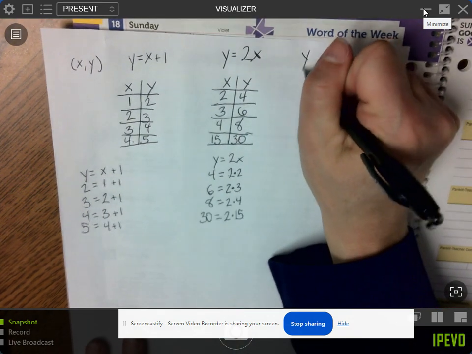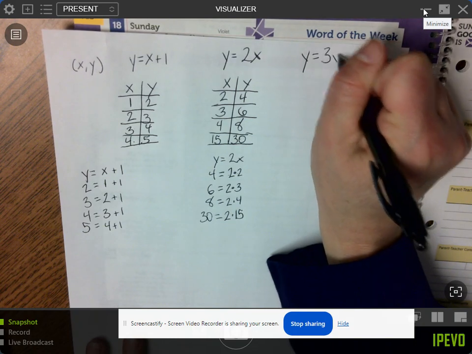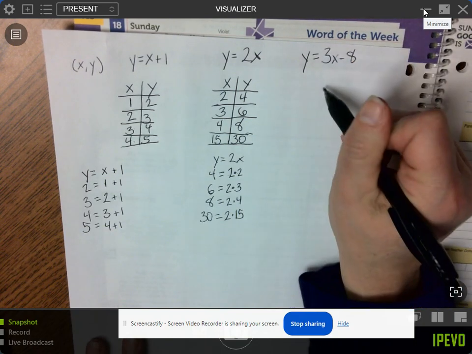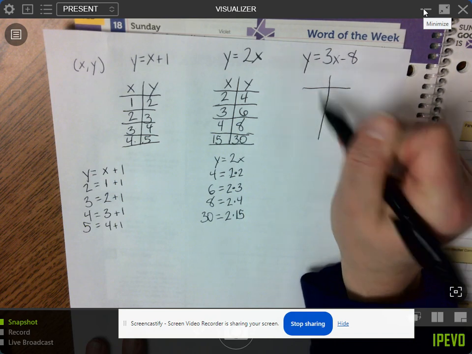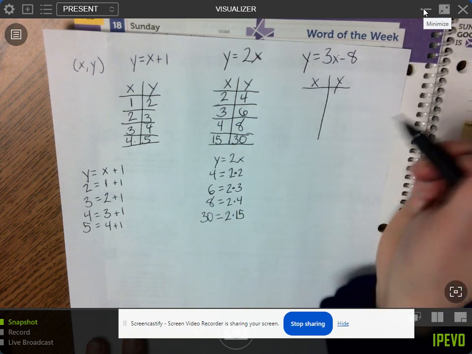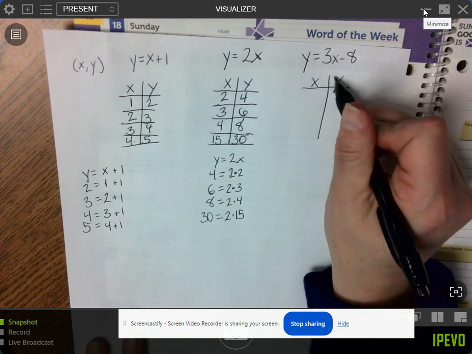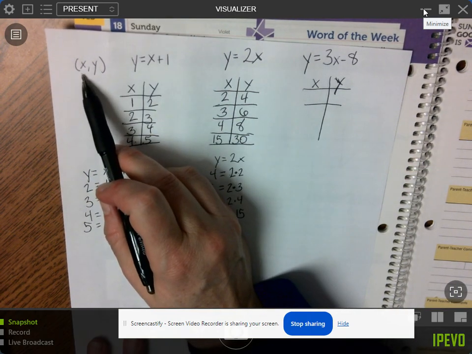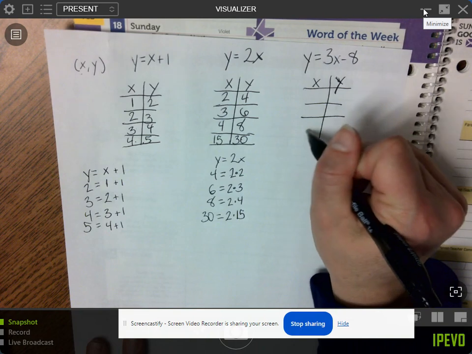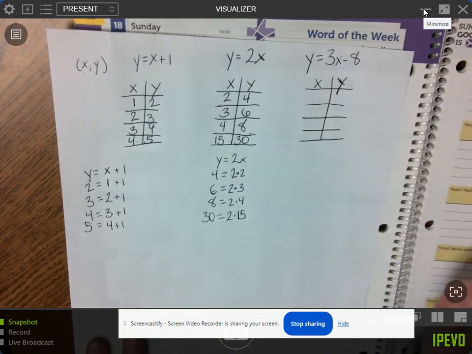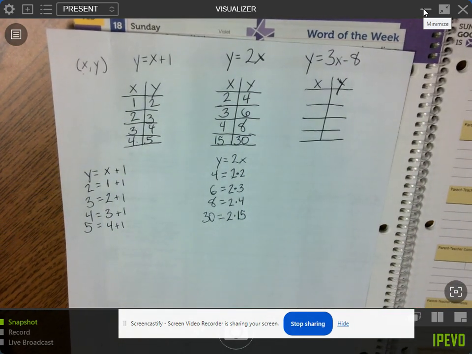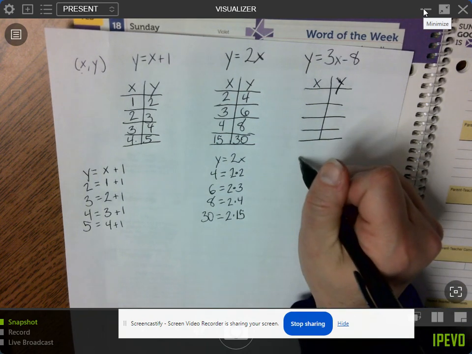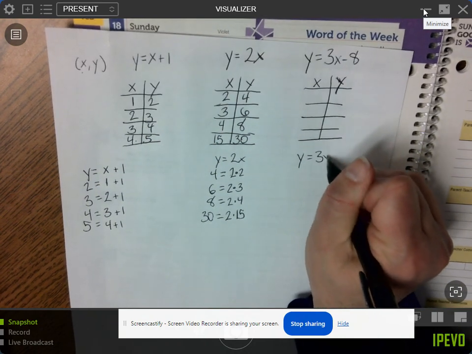is y equals 3x minus 8. So again, I start off the same way. I make my function table with my x and my y. X is always first because in our ordered pair, x is always first. I make my 4 spots, and then I have to ask myself, what should I put in for x?